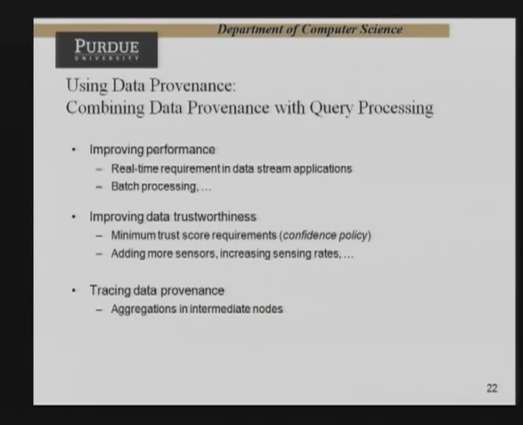And the second one is that we also think about improving the trustworthiness with the trust scores of the data items. It means that during the query processing, if the target data does not have enough trust scores, then we probably need to do something to improve the trustworthiness of the data. Probably it can include adding more sensors or increasing the sensing rate.